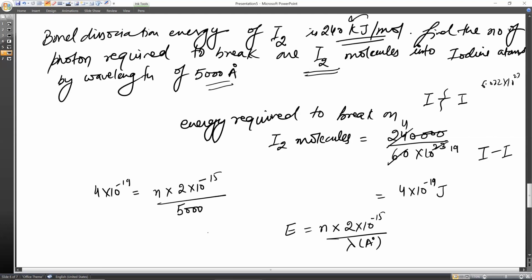To break one molecule of iodine into iodine atoms. Now, this one is going to multiply with this one. How much will it give you? 10 into 2 into 10 to the power minus 15. And when it is going to multiply with this one, you will get 20 into 10 raised to the power. These 3 zeros will get cancelled out here. So when the 3 zeros get cancelled out, you will get 10 to the power minus 16.